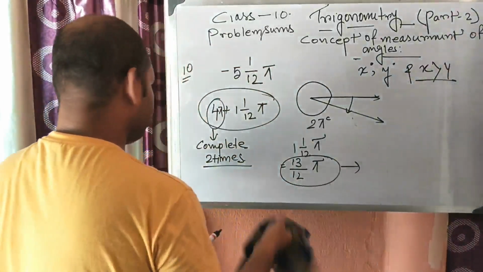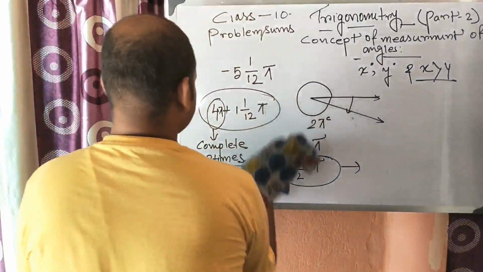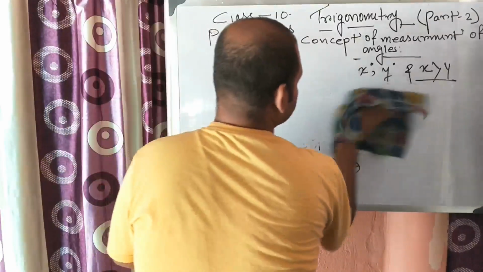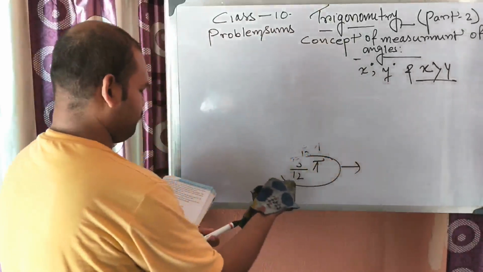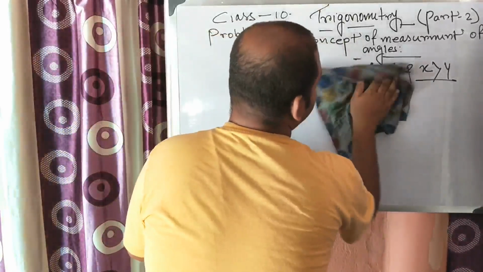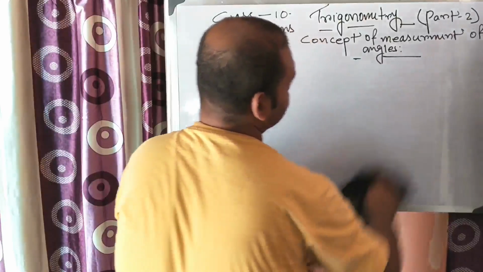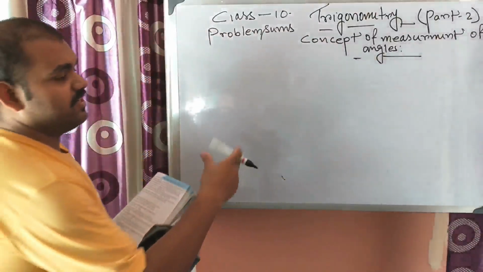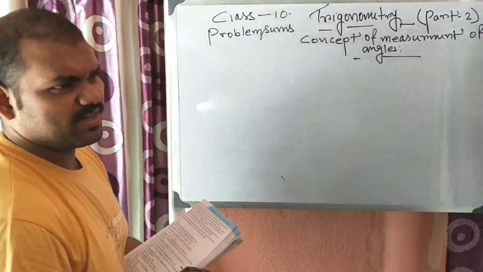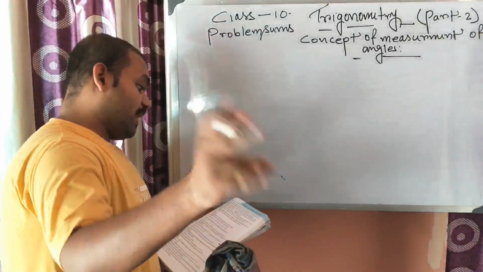Next, you can make it sexagesimal form also. Pi radian is 180 degree, so multiply by 180 degree, so 13 into 180 by 12. And you will get the value near about 165, I guess. Next, so do that one.